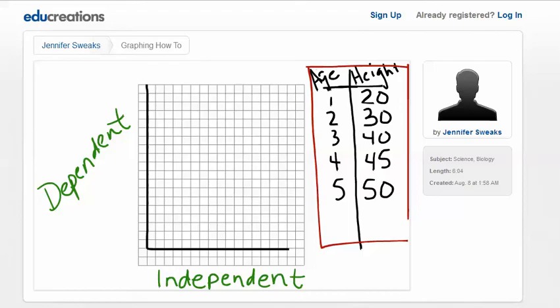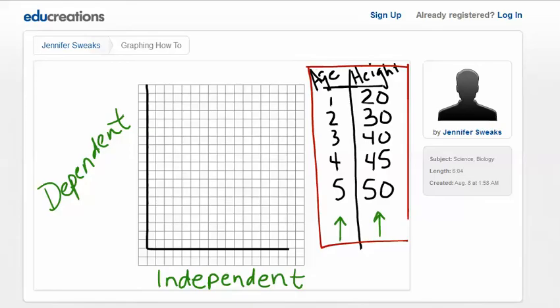So if we're looking at our data set here, we have age and we have height. Now the age is under the control of the researcher. The researcher is looking at different age kiddos, and over different ages, that height changes. So the independent for this case is age, and the dependent is height.